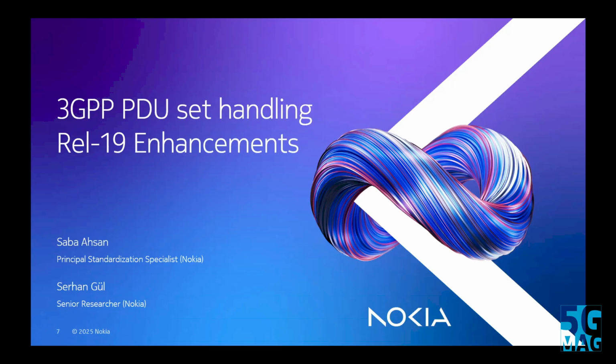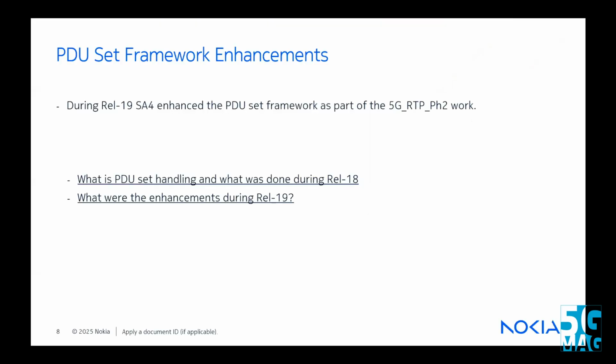And so this one is maybe harder to tackle in 5G MAG, but I would like to hear input, and I thought it would be good to at least present what has been happening. Like I said, this was enhanced during release 19, and what this slide set talks about is what was done. So what is PDU set handling in general, and what was done during release 18, and then what enhancements were done during release 19.